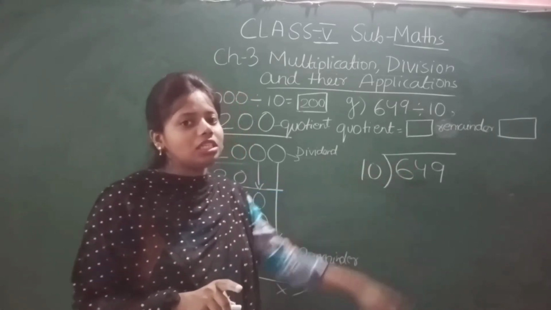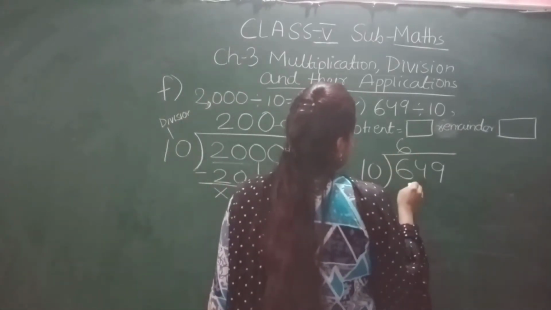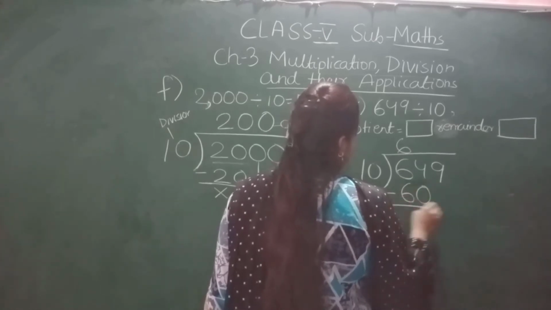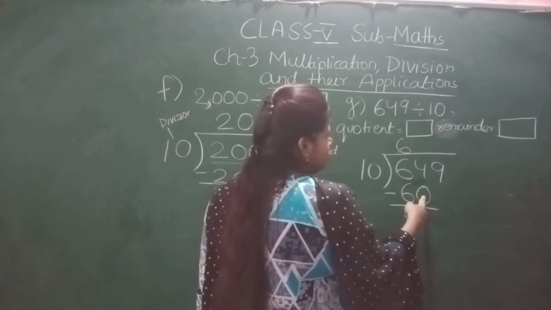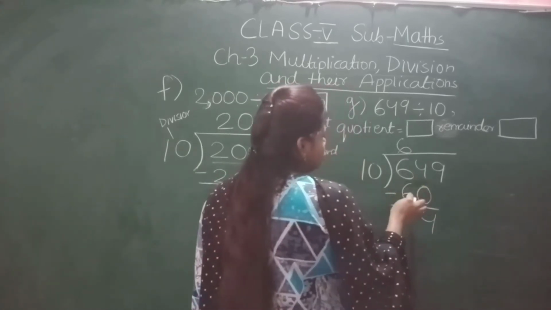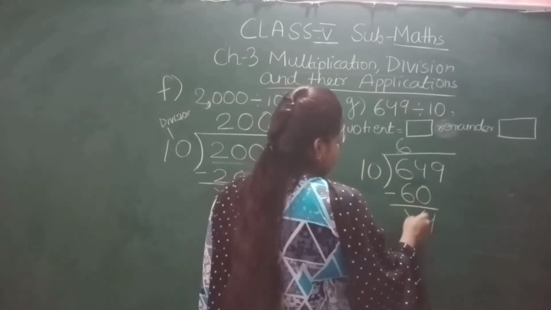60. So 10 how much is 60? 10 sixes are 60. Okay. Now let's subtract. 4 minus 0 is how much? 4. And 6 minus 6 is how much? 0. We will put a cross.